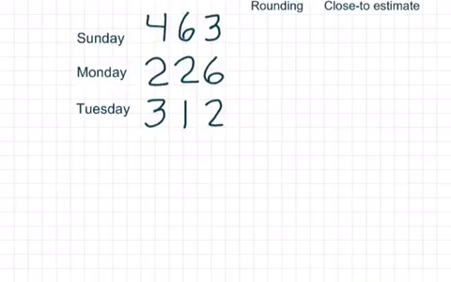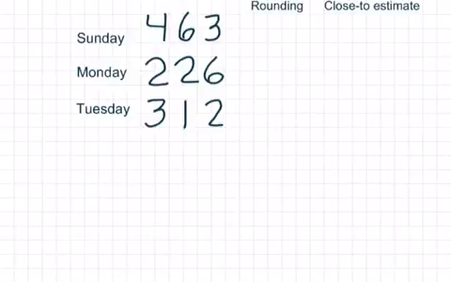So when we look at a problem here, I'm going to read you a problem so you can think of the different ways that you might estimate. We're going to talk about two, rounding and close to estimating. So we're going to talk about those two things, but here's a problem for you. On Sunday, 463 people were at the lake. On Monday, 226 people were at the lake, and 312 were there on Tuesday. So you can see why I filled out the numbers that I filled out, right? Estimate how many people in all were at the lake.